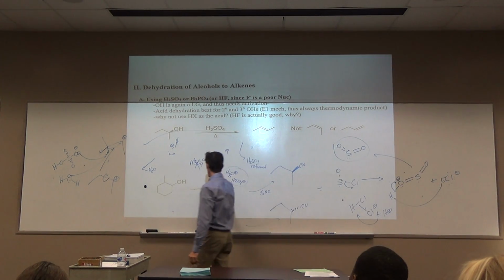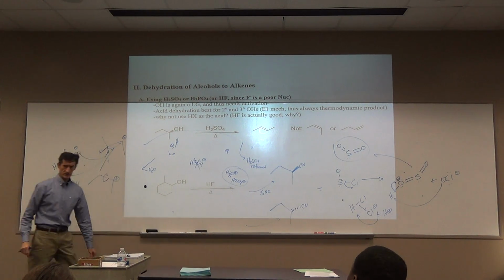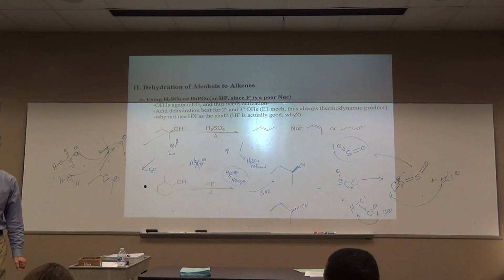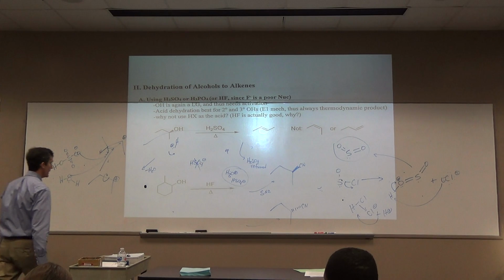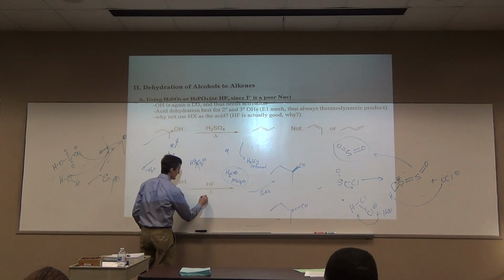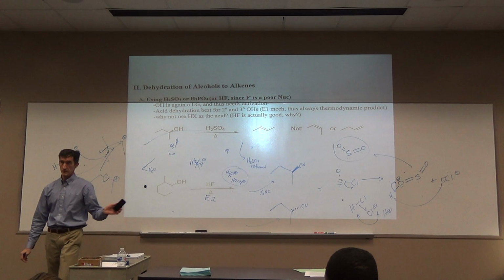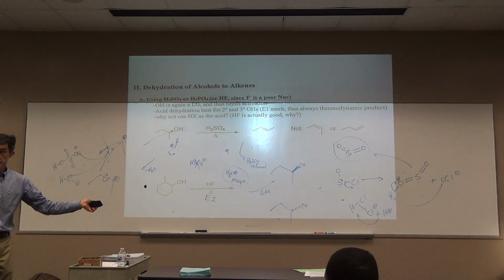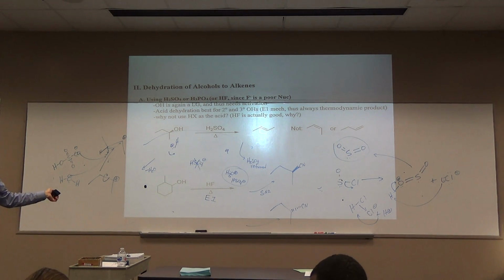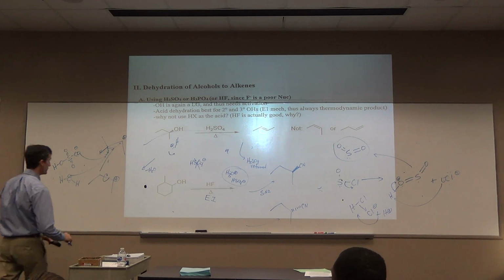Now, HF is commonly used for E1s, because F minus is also a poor nucleophile. Okay? So this is going to be an E1. All right? You need to make sure you understand why. Okay? But since it's E1, show the product.